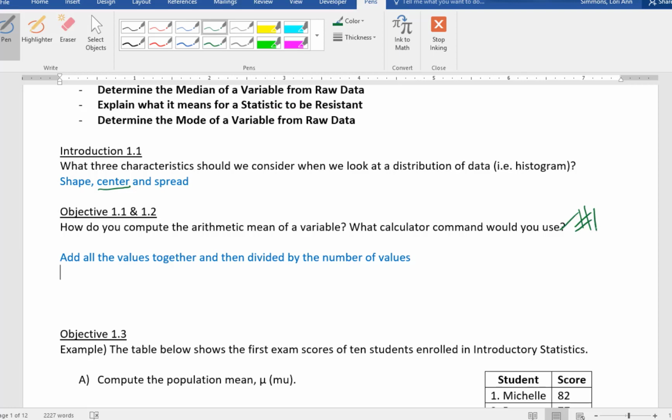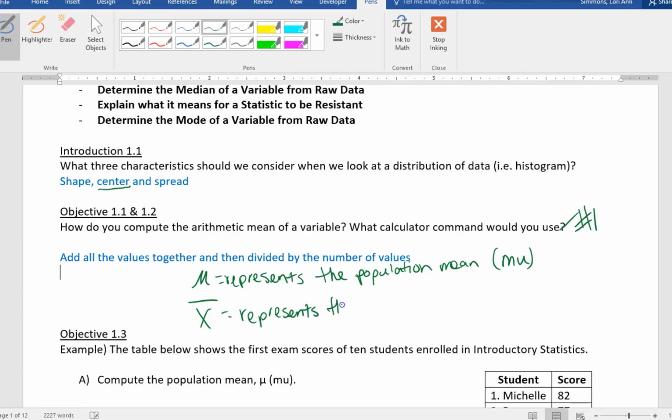And then we have some symbols. Mu, which is a U with a tail in front, represents the population mean. The way you pronounce that is mu. And then we have x bar. This represents the sample mean.